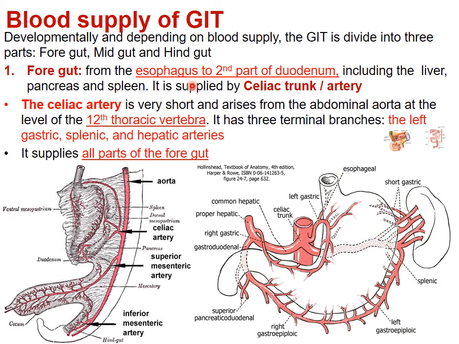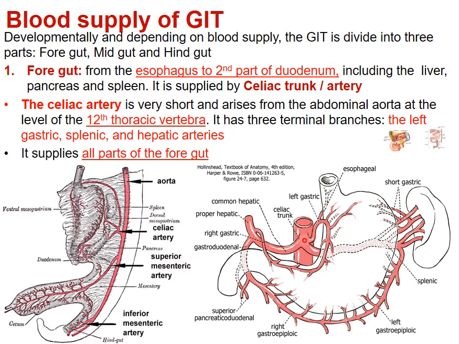The foregut also includes the liver, accessory structures, pancreas, and spleen, and they are all supplied by the celiac artery or celiac trunk, right? Wherever there is a trunk, just like the pulmonary trunk, it divides into branches. The celiac trunk is very short, arising from the abdominal aorta at the level of the 12th thoracic vertebra. This is important. It has 3 terminal branches.